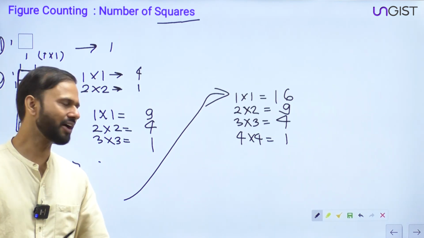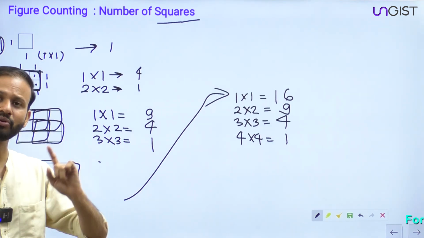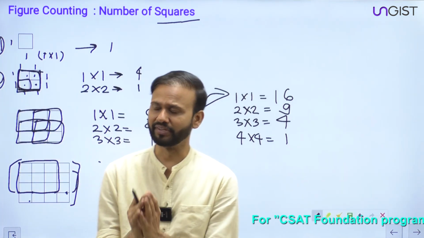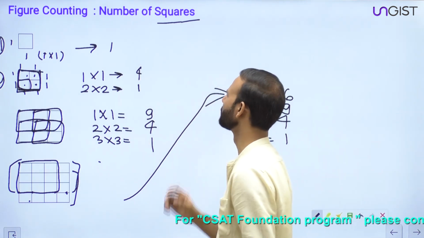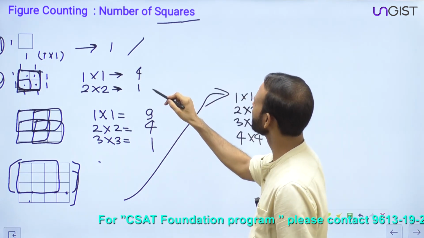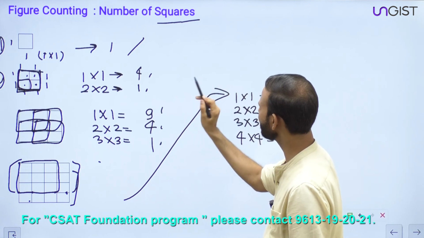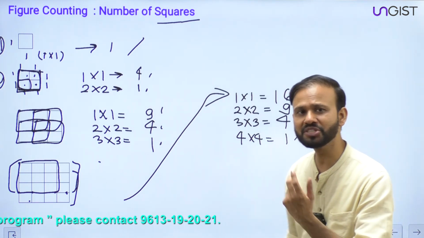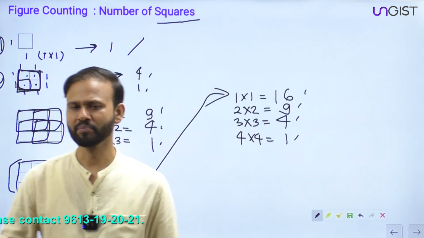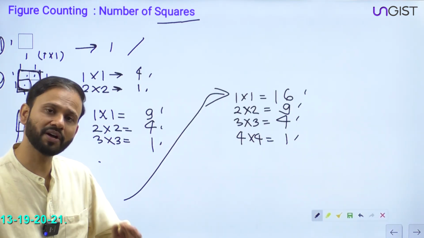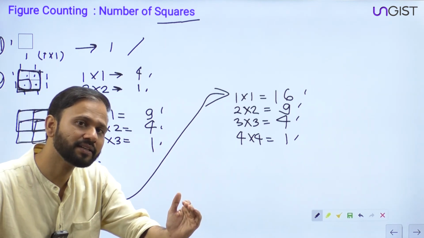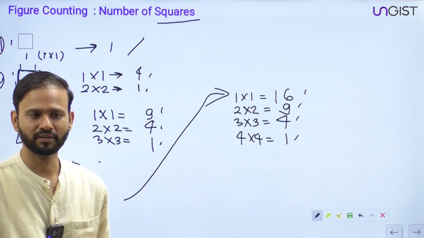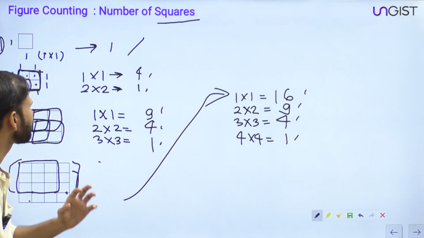Now, after that I won't be doing it. Now you will be telling me everything, right? Now everyone, please observe these numbers carefully. This is 1. This is 1 and 4. This is 1, 4, 9. This is 1, 4, 9, 16. What is the nature of these numbers? 1, 4, 9, 16. They are actually perfect square numbers.